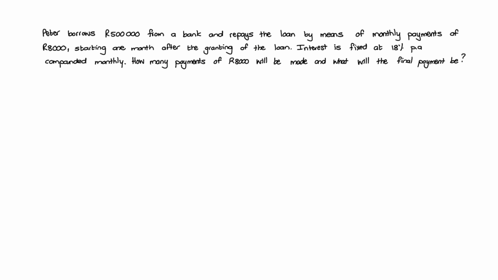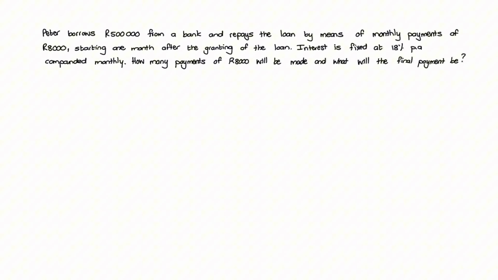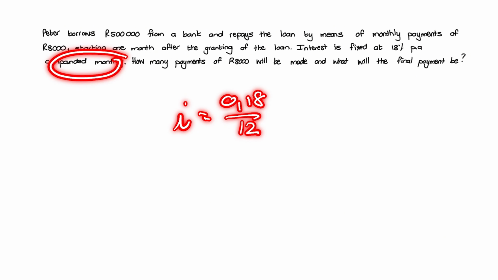So because we are using a loan, we know that we are using the P formula that we can find on our formula sheet. We know that the value of the loan, or P, is equal to 500,000 Rand, and that the monthly payment X is 8,000 Rand. We also know that the interest rate is 18% compounded monthly, so i is 0.18 over 12. We don't know the value of n just yet.